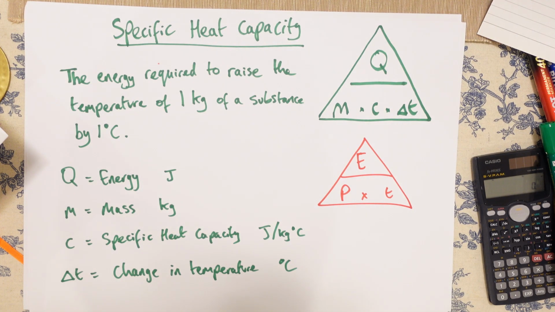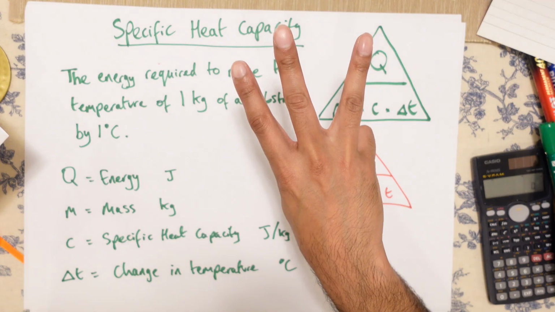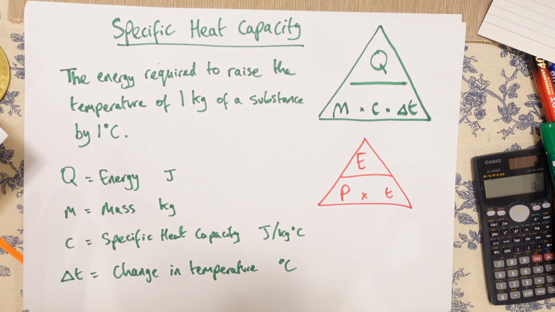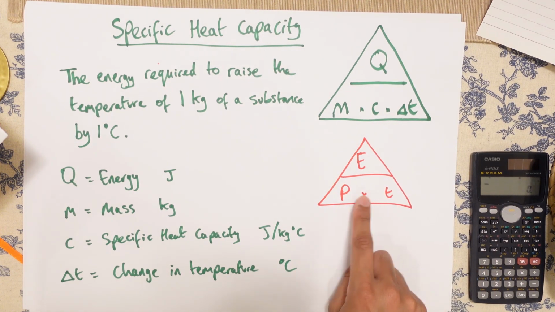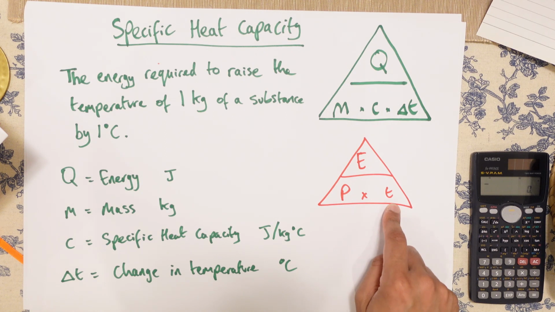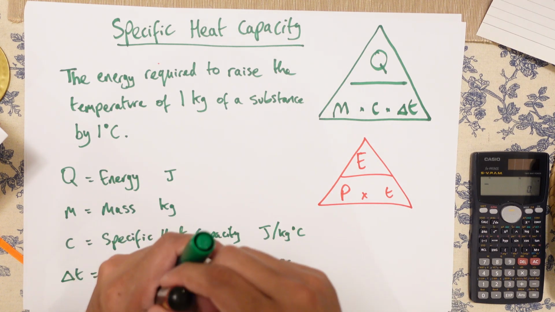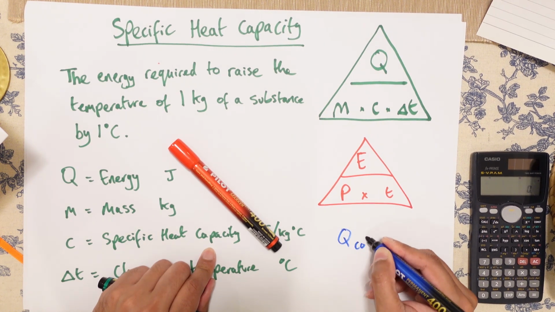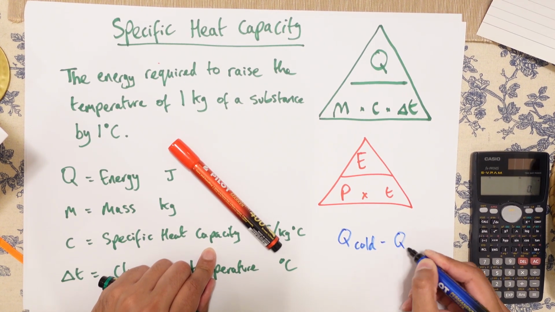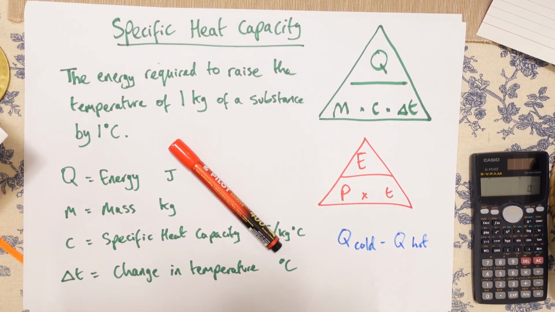Today we're going to be looking at specific heat capacity part 3. Now the difference here is before we just looked at specific heat capacity, then we looked at an electrical heater, so that's power times time. And now we're going to look at this new concept where we have Q cold is equal to minus Q hot. Now what does that mean? Well, allow me to explain.